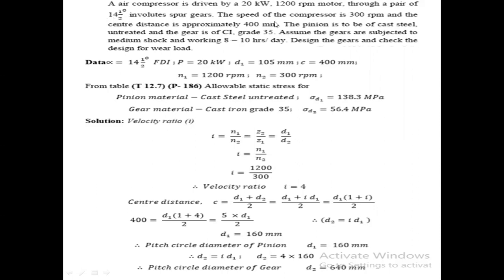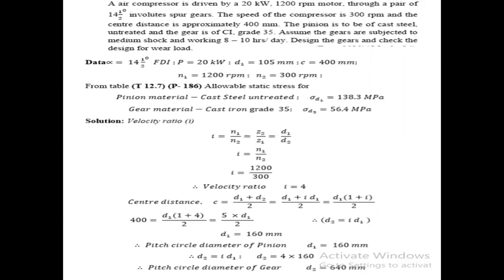Next, the speed of the compressor is given as 300 and the center distance is approximately 400 mm. The center distance between the pinion and gear, that distance they had given as 400 mm. By using this center distance, we can find the diameter here. So that's why this problem is what we call a diameter known problem.